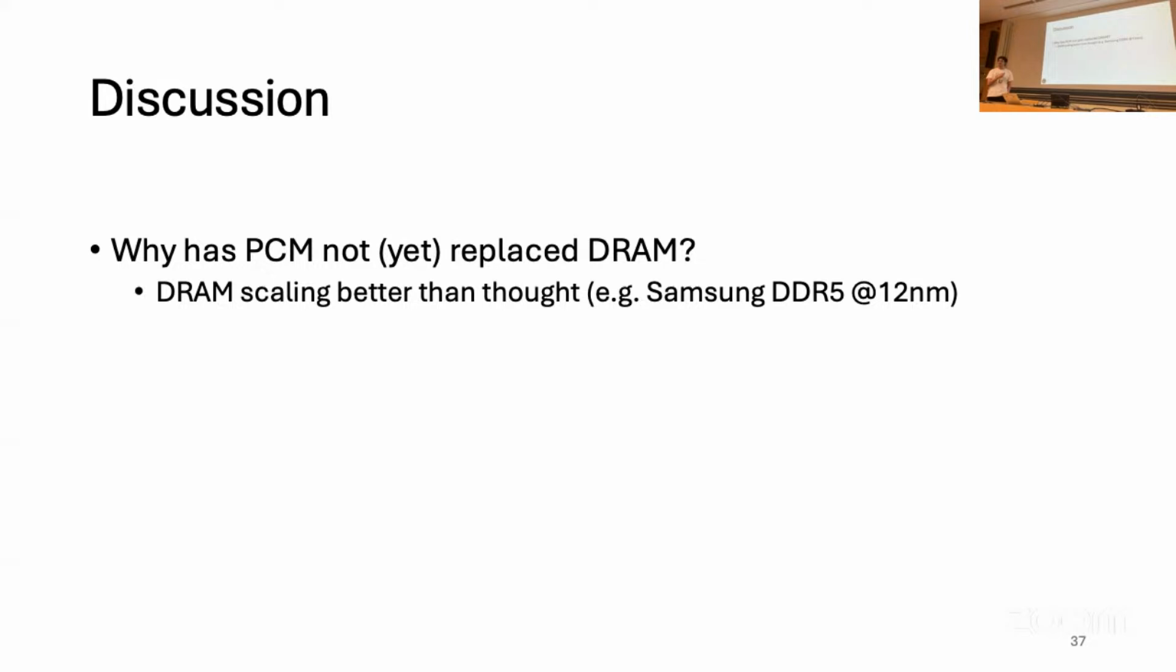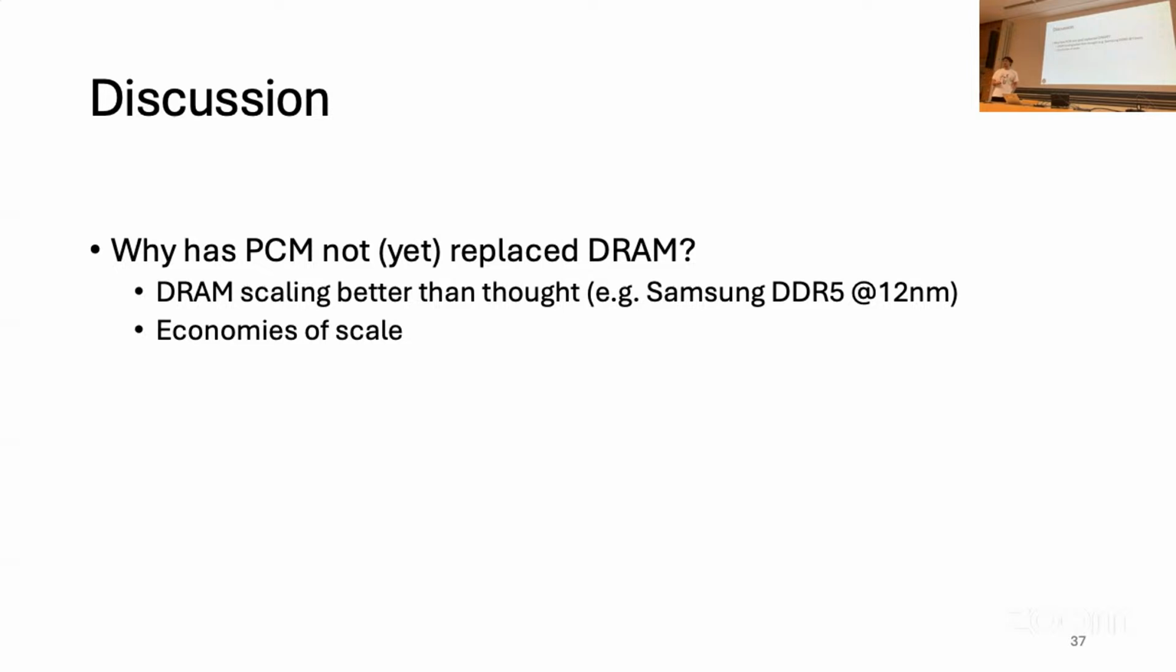I checked some of the vendor websites, and Samsung advertises their DDR5 at 12 nanometers. I'm not sure exactly what their definition of 12 nanometers corresponds to, but using the same source as the authors used in the paper where they said 40 nanometers is not possible, we're now around 14, 15 nanometers. So it went a lot better than expected.